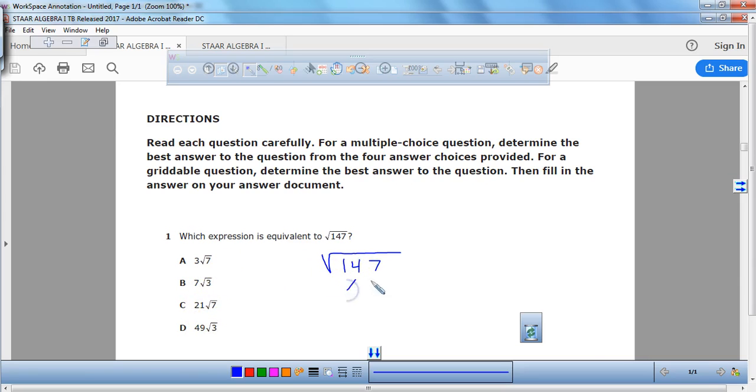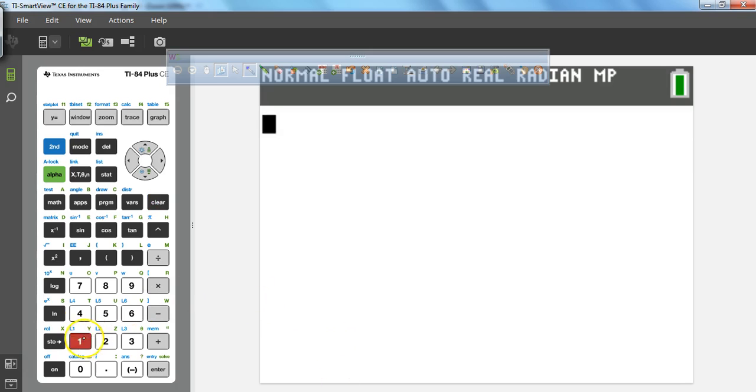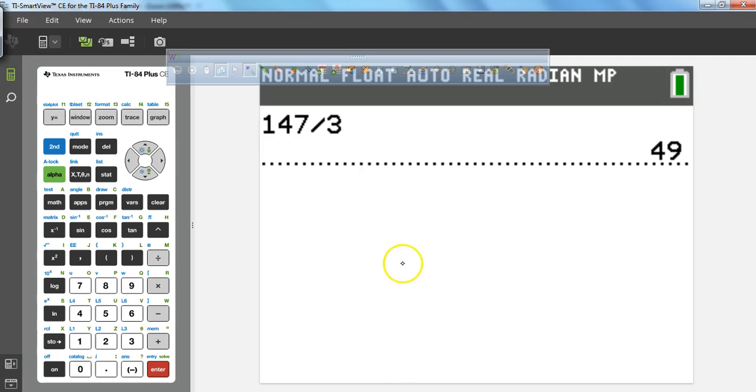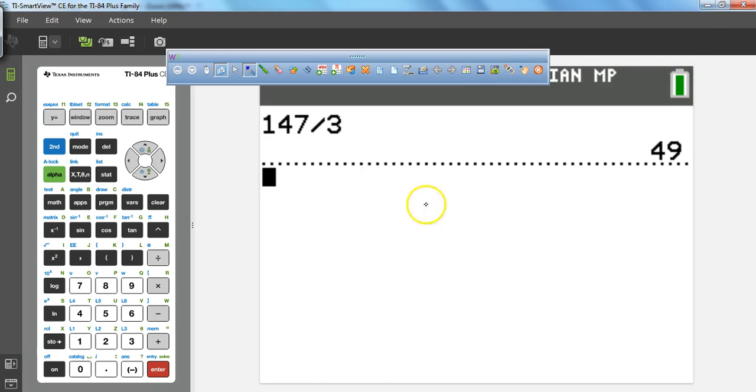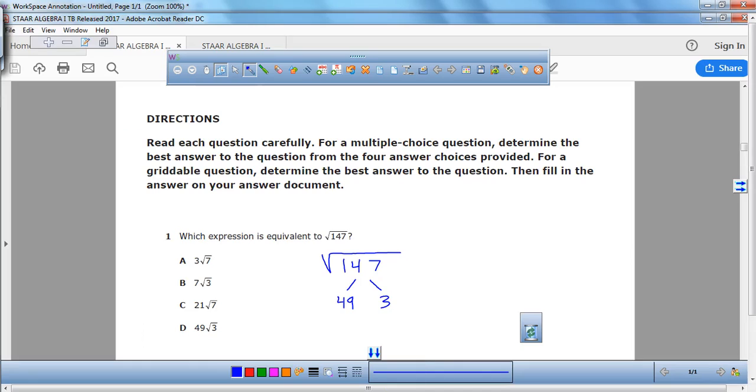This actually breaks down into 49 times 3. If you didn't believe that, you do the calculator. 147 divided by 3 is 49. I'll be using the TI-84 Plus CE, which is very similar to the TI-84 Plus, it's just in color. So we're going to be going back and forth between this. And 49 breaks down into a 7 and a 7.